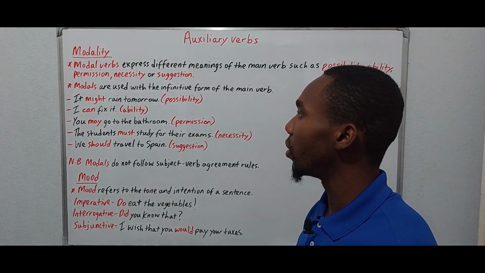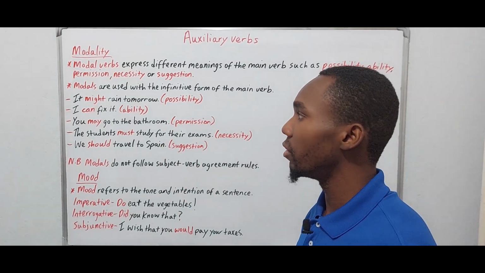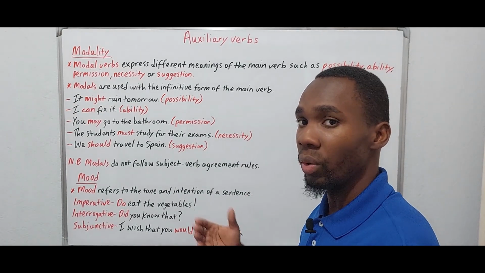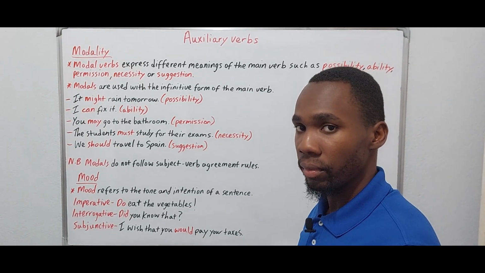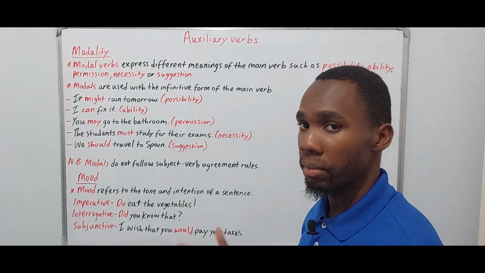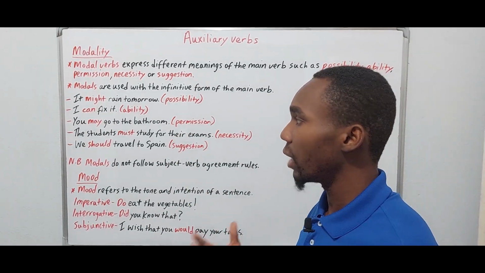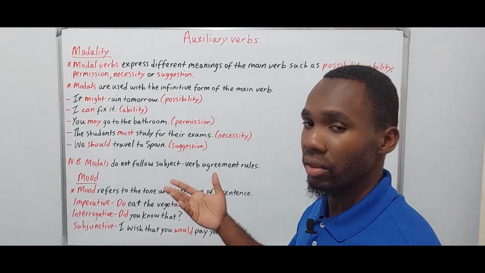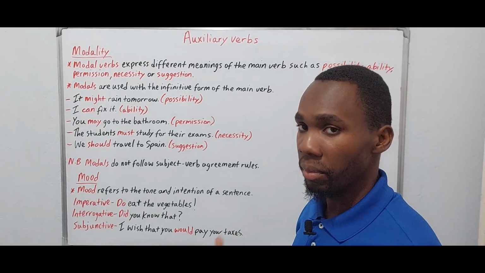So it might rain tomorrow. Might expresses possibility, and that would be our auxiliary verb. So modals are auxiliary verbs because they need to be used with the main verb. Okay? They cannot be used alone. Right? So it might rain tomorrow. That expresses possibility, might. And of course our main verb will be rain. I can fix it. Can would be our auxiliary verb, which is the modal, and fix would be the main verb, and that expresses ability.